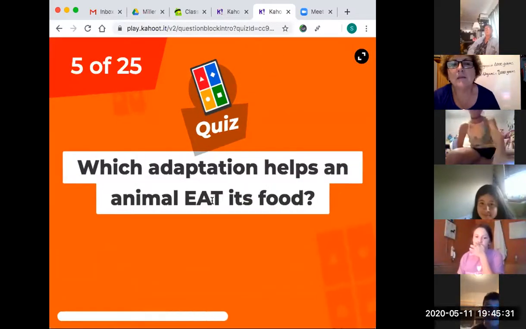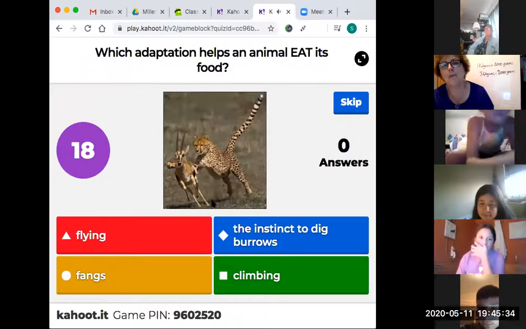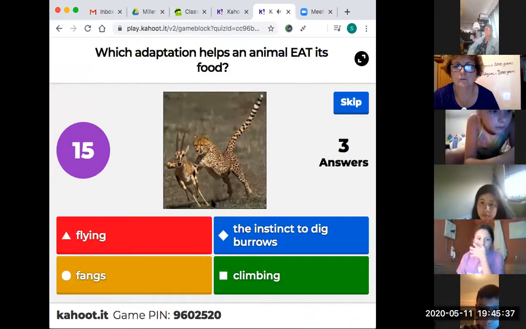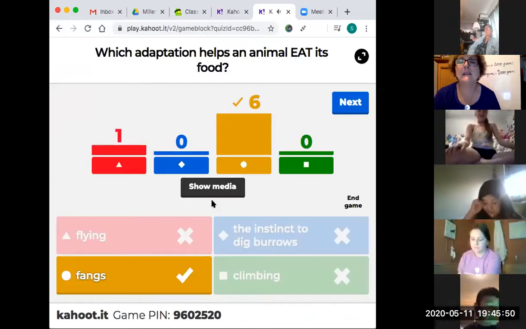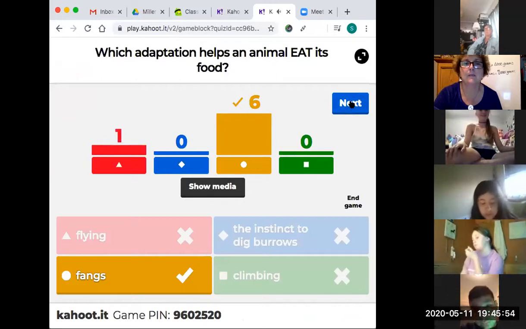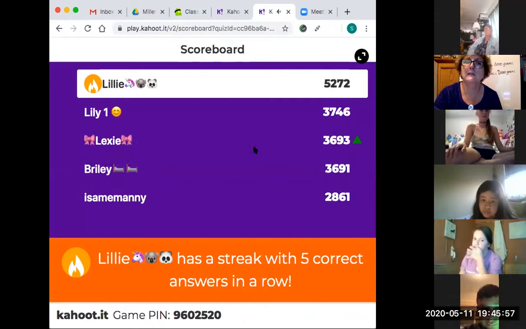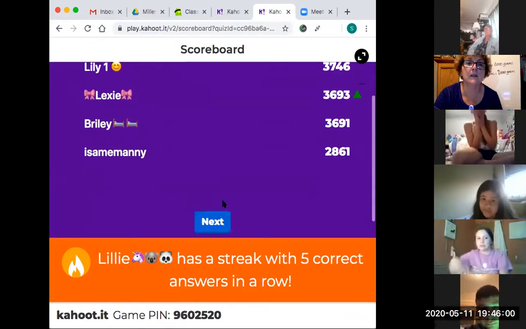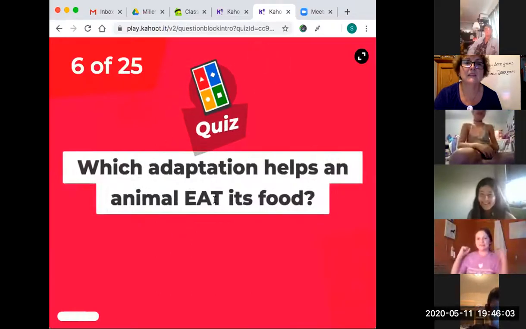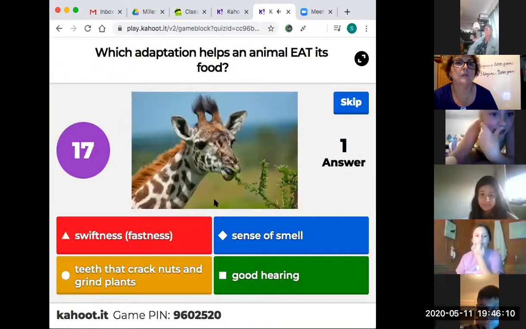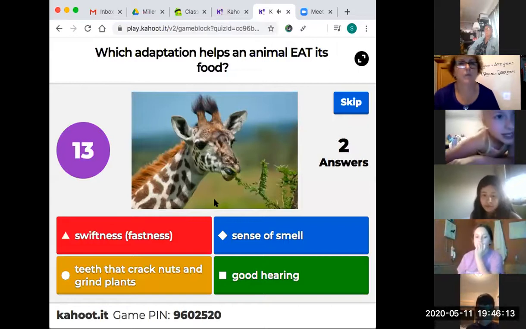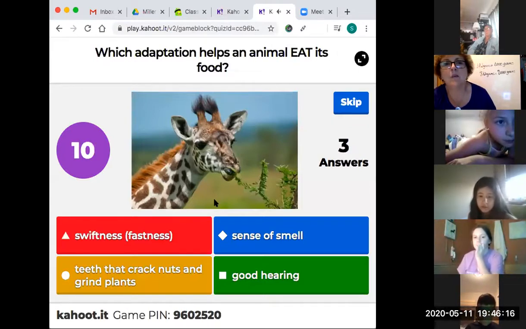All right. Which adaptation helps an animal eat its food? Okay, so that would help it eat. Oh, we still have Lily, and Lexi is coming up. She's gaining on you. Oh no! The L squad. What adaptation helps an animal eat its food? I think that's the one we just did. Oh, we got a different one. Which adaptation would help this animal eat its food?